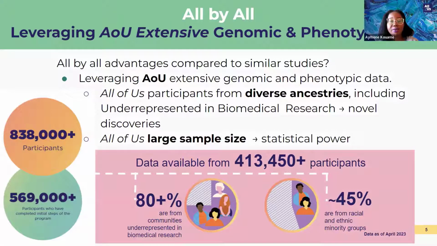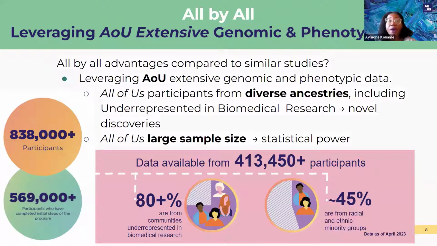So what is the advantage of All of Us? Because similar studies have been conducted and are being conducted. It really has to do with the extensive and diverse data that All of Us offers in terms of genomics data and phenotypic data. All of Us participants come from a wide range of diverse ancestries, including people groups that are typically underrepresented in biomedical research. So that has the potential to lead to novel discoveries. And with All of Us data, you also have increased statistical power because of the large sample size.